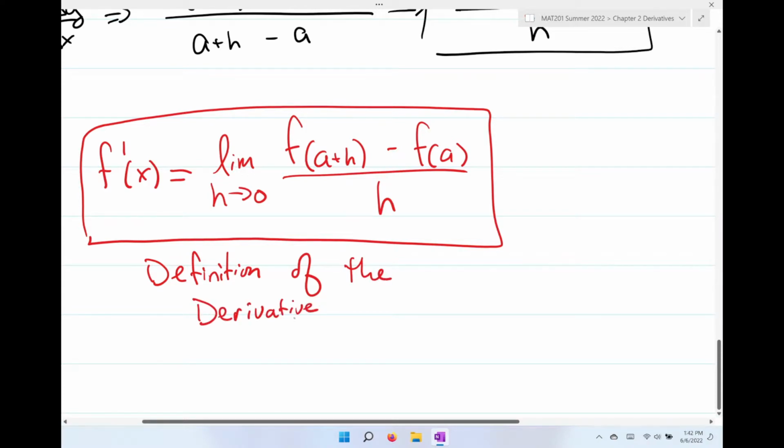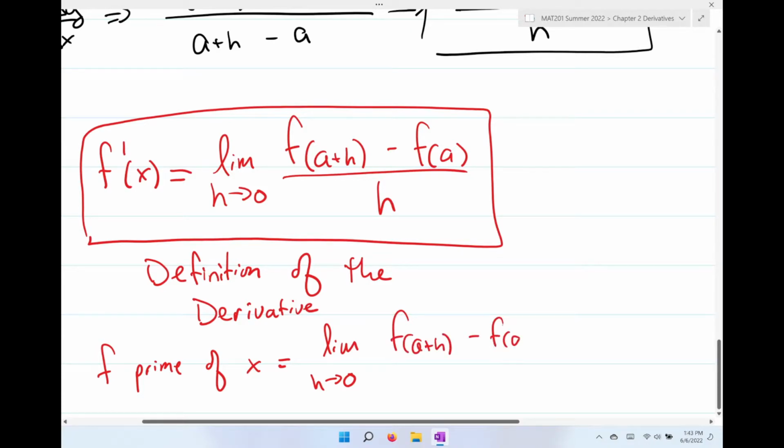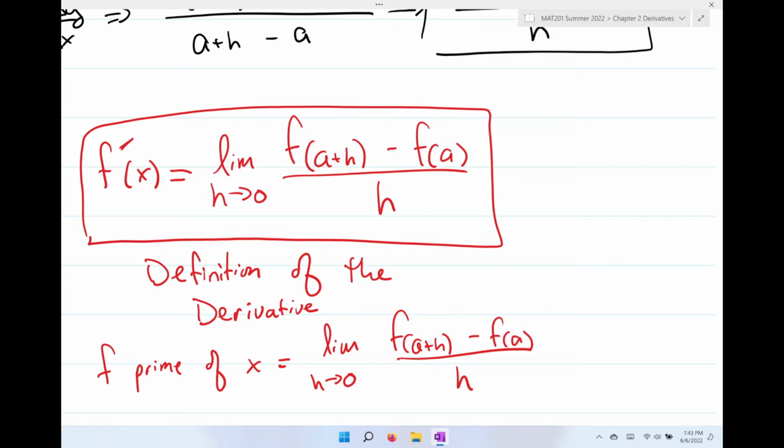It is read f prime of x equals, and then obviously the limit as h approaches 0 of f of a plus h minus f of a all over h. This is not to the first power. That is a prime. In fact, sometimes you will see it like that, italicized. But that's what's happening here. So I think what we should do is let's figure this out.